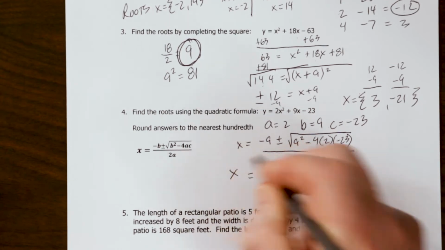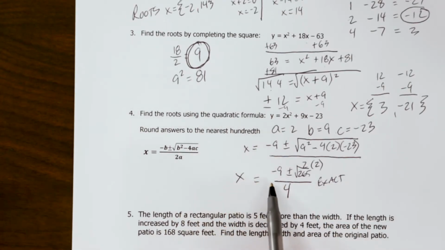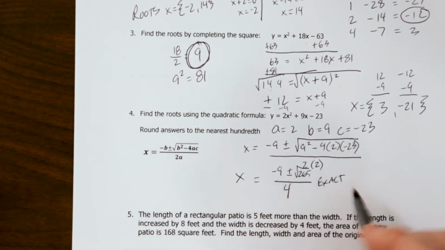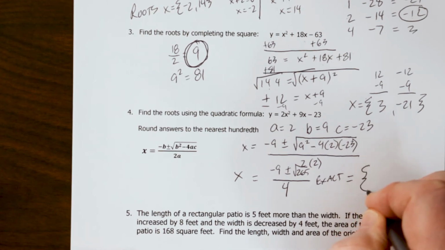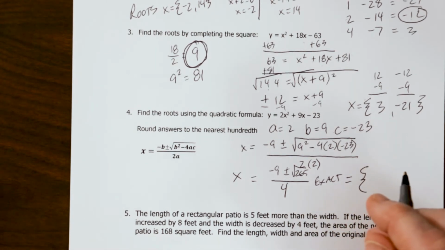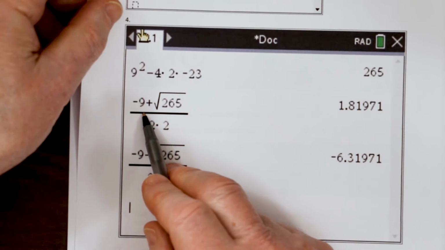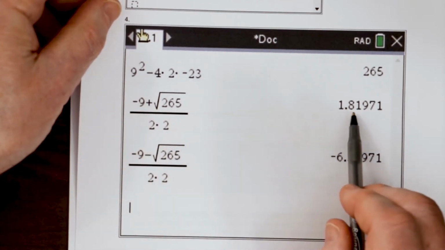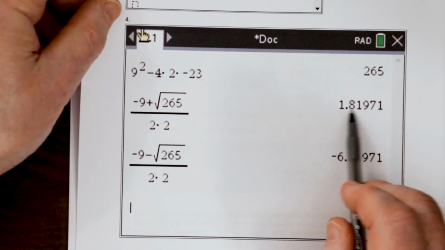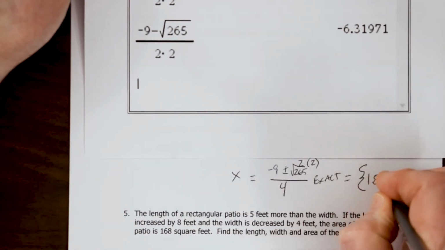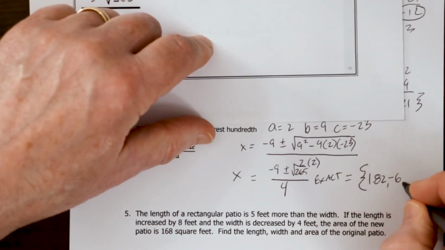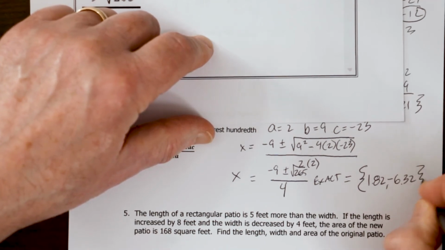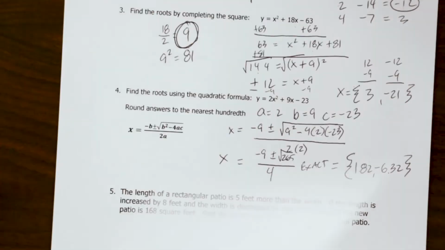Okay, that's x equals. But it says round to the nearest hundredth, so I need to put it in my calculator with a plus sign and then with a minus sign, and that's going to give me my 2 roots rounded to the nearest hundredth, which is 2 decimal places. All right, and when I do that, this is what it looks like. Put it into my calculator, and I get negative 9, don't lose that negative, plus square root of 265, over 4, so I get 1.819, blah, blah, blah. So 1.82. And then negative 6.32, negative 6, comma, 0.32, squirrely bracket. So that's that.